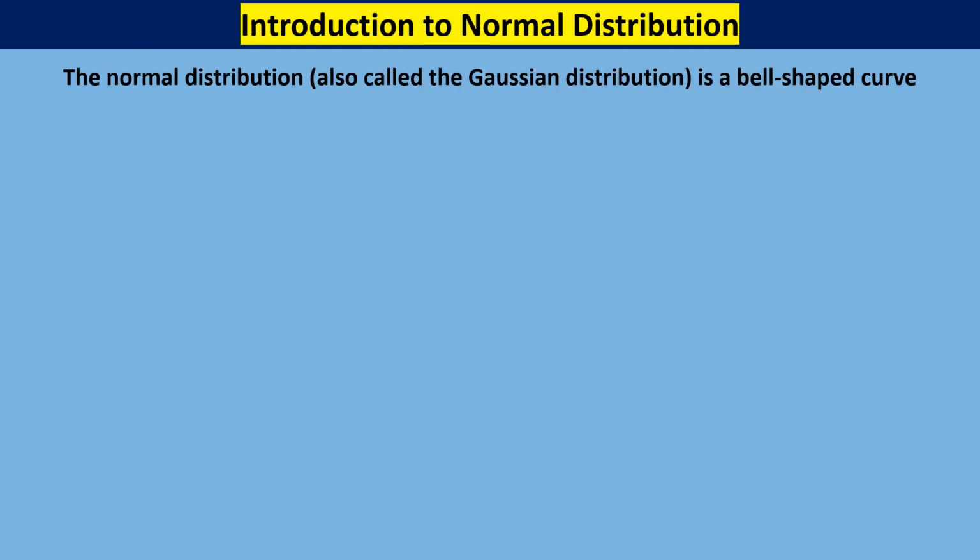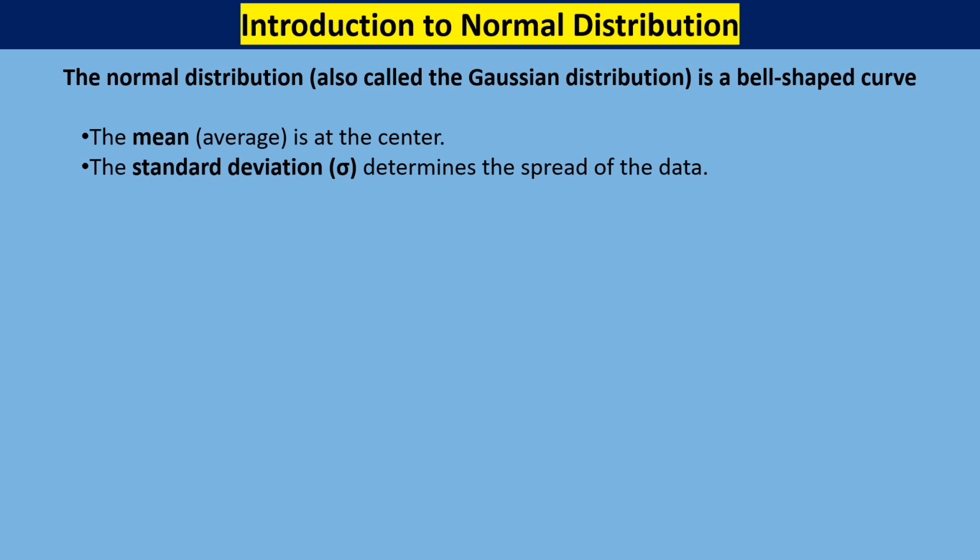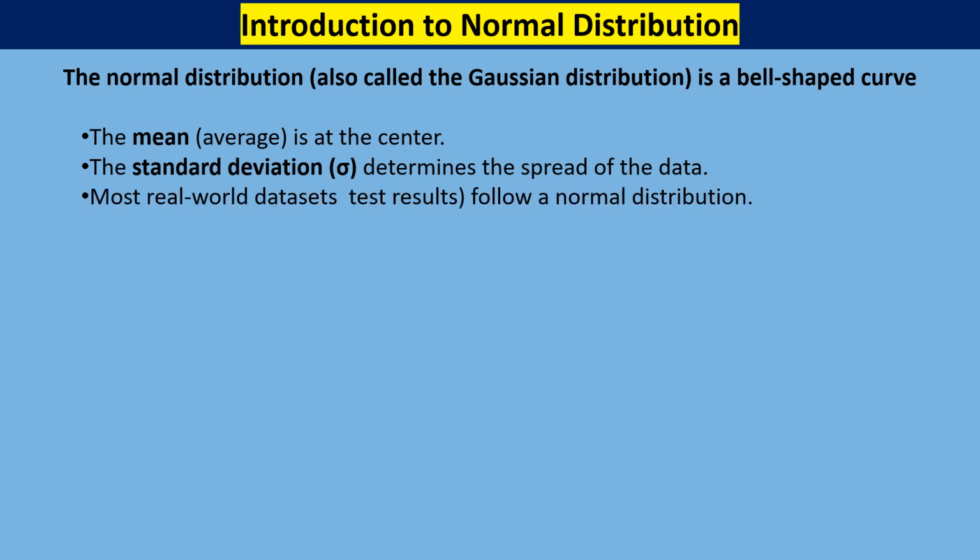Introduction to normal distribution. The normal distribution is one of the most important probability distributions in statistics and data science. It is characterized by its bell-shaped curve, with the mean, or average, at the center. The standard deviation determines the spread of the data. Most real-world data sets, like heights, IQ scores, and test results, follow a normal distribution.